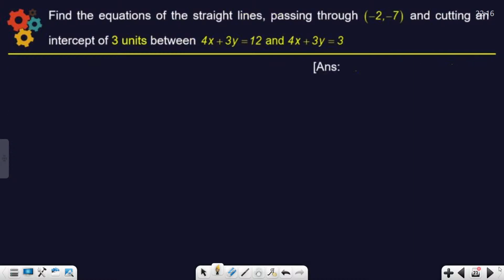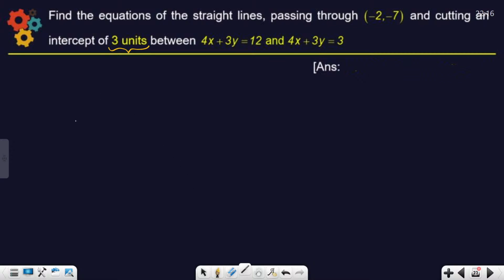Okay. Let us come to this problem. Find the equation of the straight line passing through minus 2, minus 7 and cutting off intercepts of 3 units between these two lines. Now, cutting off intercepts of 3 units, be very careful. This is not your perpendicular distance that the line has cut off. No.